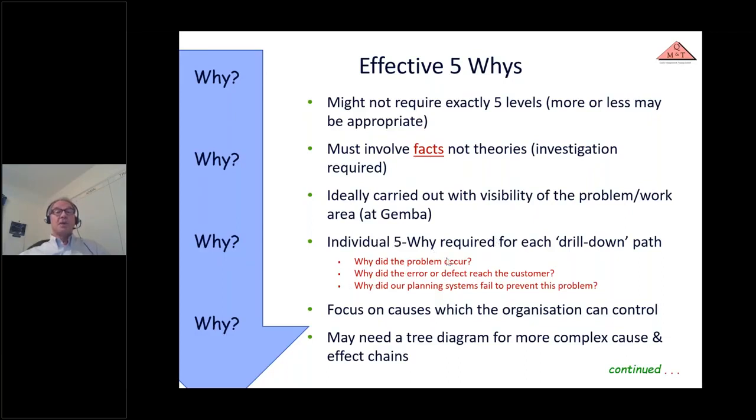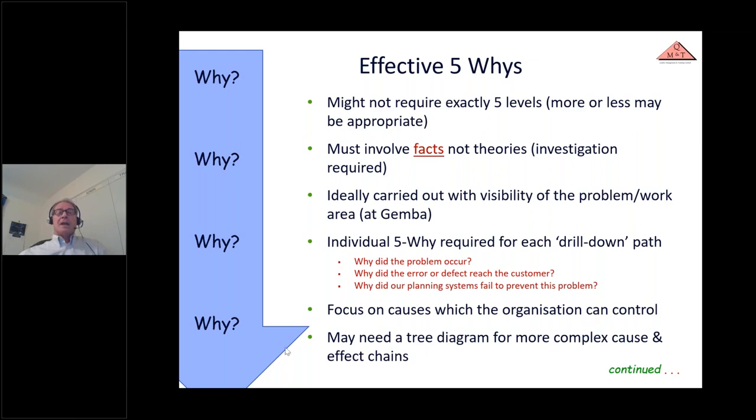Why did the problem occur? Why did the error or defect reach the customer? Why did our planning systems fail to prevent this problem? Some practitioners refer to 15 why because there are in fact 3 times 5 drill down paths. It's important that the team focus on causes which the organisation can control. There may be factors that are beyond the control of the organisation, but the organisation should consider, how can we help ourselves? What can we do to help manage or improve the situation?